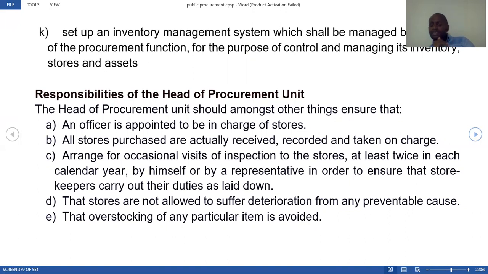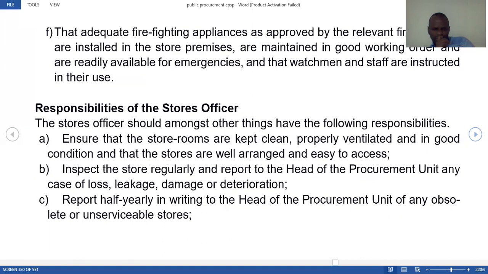They also organize inspection of stores, store equipment or items. And they also look at the various ways of improving the operations within the store so that we do not suffer cases of deterioration of inventory. They also do some analysis of inventory so that you do not have overstocks and understocks within the organization. Then we also have a store officer who reports to the head of procurement. Just a minute.